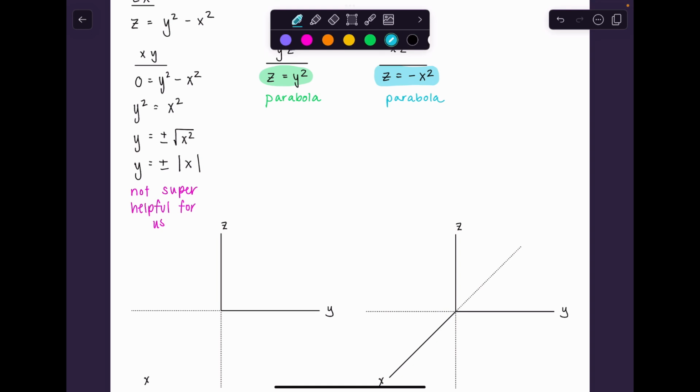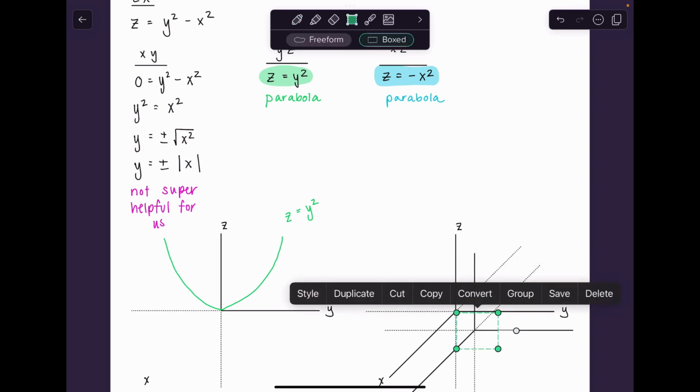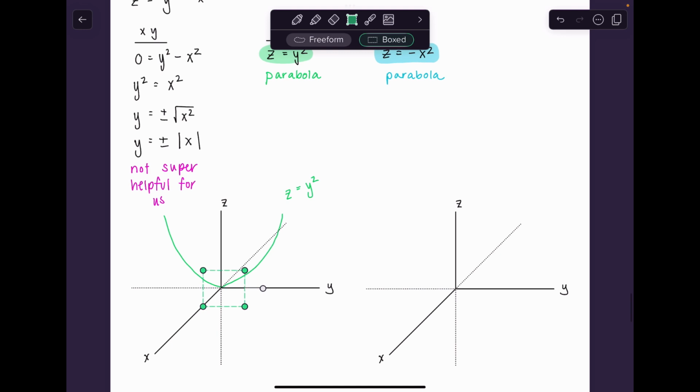Ignoring that gives us z equals y squared, so we have a parabola. Then if I add the x-axis back in, looking through the xz trace gives us z is equal to negative x squared. So that is a parabola that's going downward. So I'm going to draw this as dotted. Don't want a giant chunk of a solid line there.